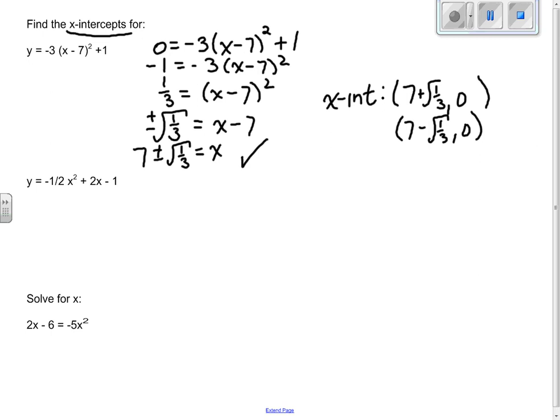Minus a half x squared plus 2x minus 1. We know for x-intercepts our y value is equal to 0. Finding x-intercepts from this form is very difficult. So I would either like to put it into factored form, which won't work, or into vertex form and solve it as we did the one above.